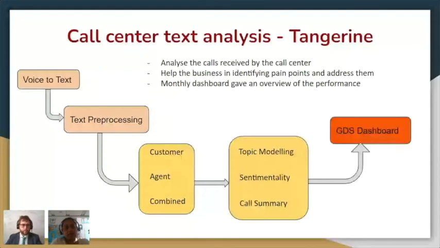And all of this information ended up being presented in a Google Data Studio dashboard, which the business was able to use extensively and gain further insight into what's happening with these calls, and how they can better the client service that we provide to the clients as well.